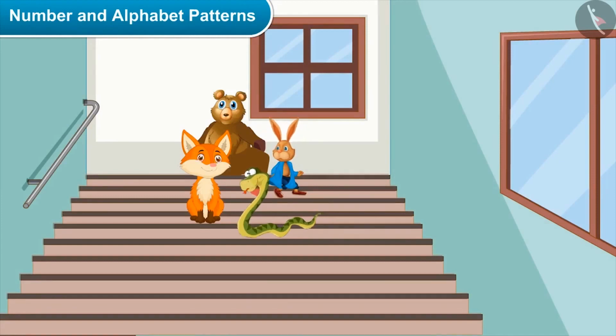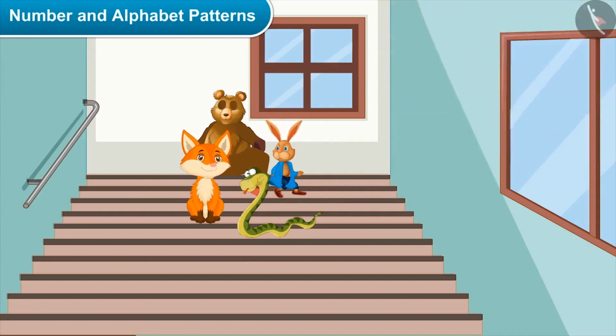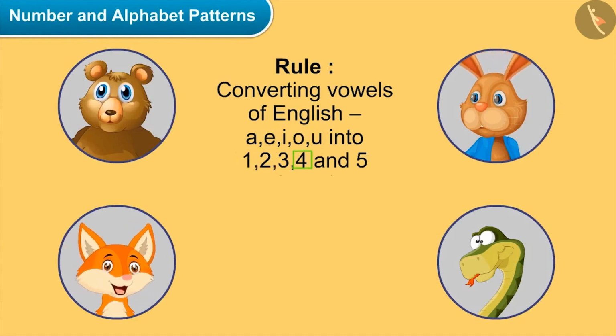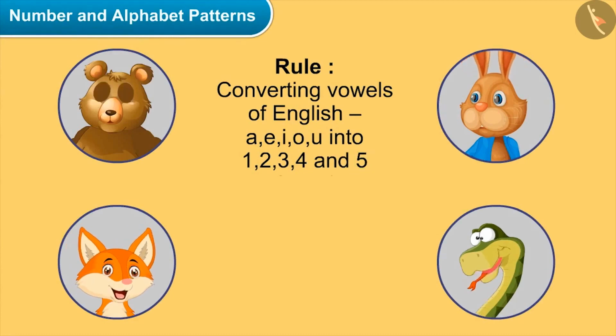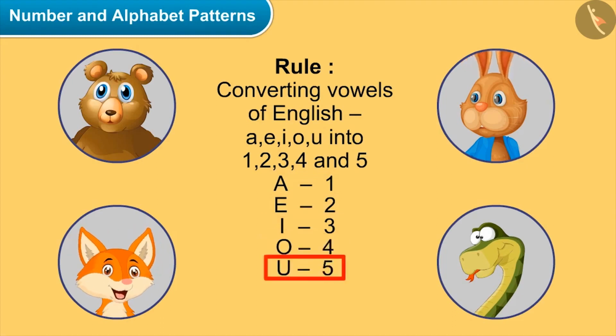Like coded language. Yesterday, Raju got caught by teacher while passing secret code. Yes, I have seen it. Let's make a new code to pass messages in the class. Yes, something different, but not so difficult. Can I say? Yes, say. We can convert the vowels of English, A, E, I, O, U, into 1, 2, 3, 4 and 5. Means, we will convert A to 1, E to 2, I to 3, O to 4 and U to 5. Oh wow! This is quite easy and our other friends don't even know about this.